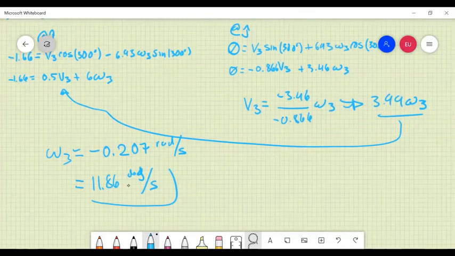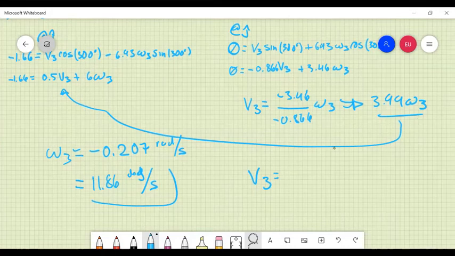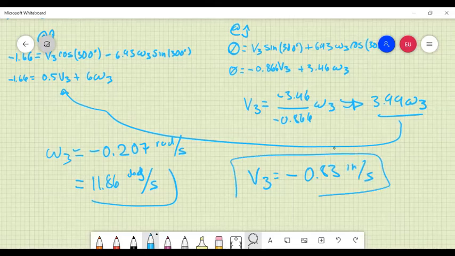And then I can use this omega 3 here again to obtain the velocity. Can anyone tell me the velocity, please? You just need to multiply this 0.207 and it will give you minus 0.83. This is inches per second. This is the solution by hand. Okay, let me change screen.